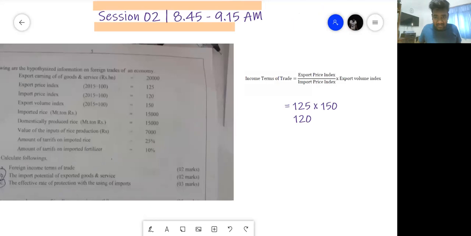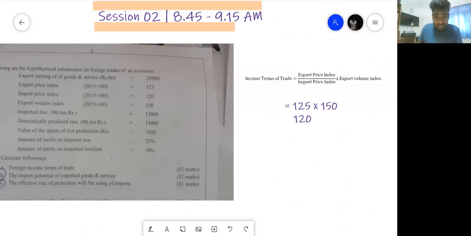Sorry, I'm not sharing the screen. I think the screen is visible now. This is your equation for income terms of trade: your export price index divided by your import price index, multiplied by your export volume index. You can multiply this by 100 as well to get a percentage.